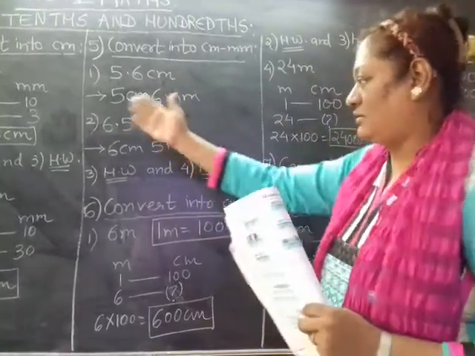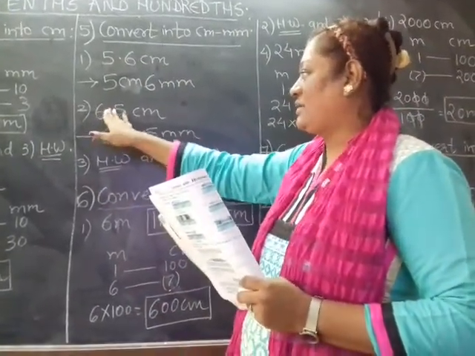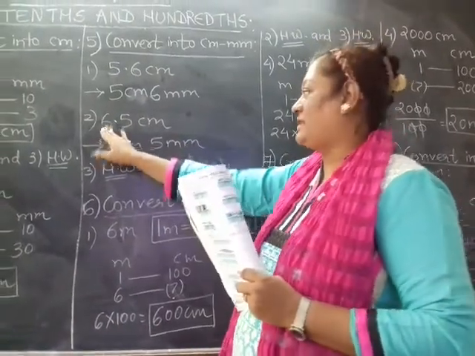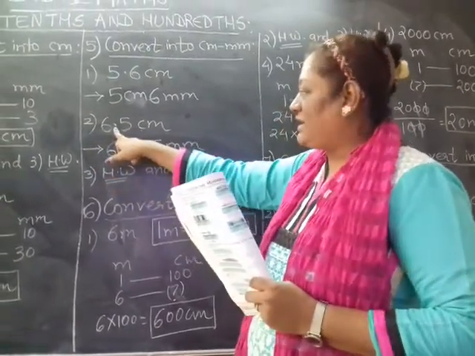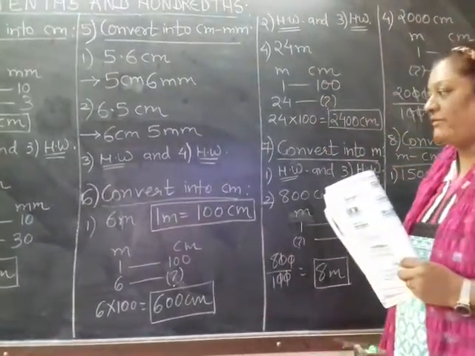You are not supposed to solve the sum like this. 6.5. So before the decimal, the number 6 is centimeter, and after the decimal point, that is 5, will be your millimeter. Again, do sums in the homework.